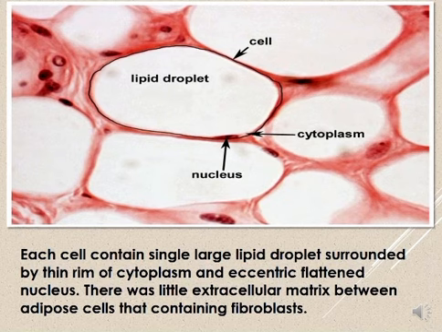Each adipose cell is composed of a single large lipid droplet surrounded by a thin rim of cytoplasm and containing an eccentric flattened nucleus. Notice that the nucleus is peripheral, at the edge of the cell. The matrix between these cells is very little in amount. This matrix also contains fibroblasts surrounding the adipose cells.